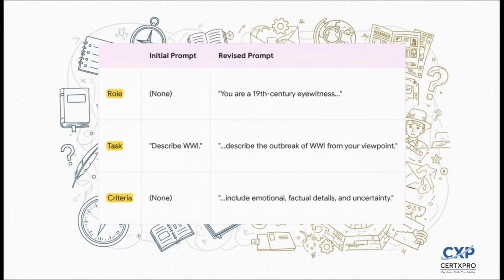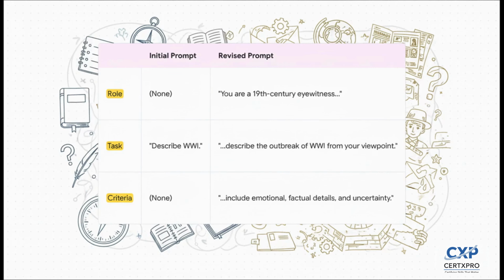I mean, just look at the night and day difference here. The initial prompt, describe World War I, is going to get you a boring Wikipedia summary. But the revised prompt? Wow, you're asking the AI to be an eyewitness to describe a specific event from that perspective and to include things like emotion and uncertainty. The output goes from being a dull report to a rich, creative, and analytical source that students can really sink their teeth into.